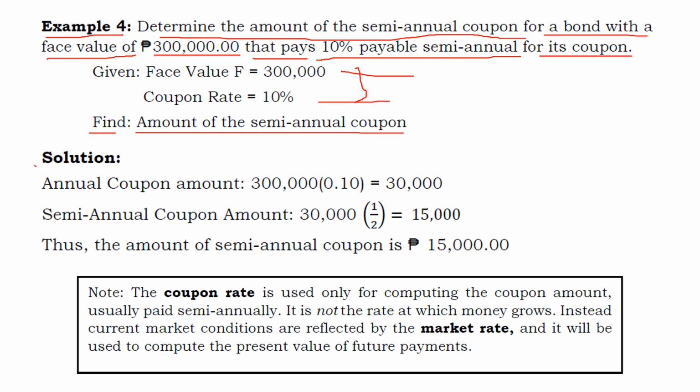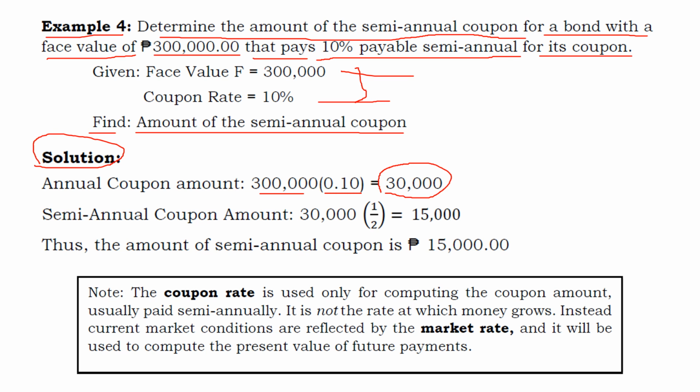So for the solution, the annual coupon amount will be equal to the face value, which is 300,000 pesos, multiplied by the coupon rate. How can we compute the annual coupon amount? By simply multiplying the face value by the coupon rate. Once we convert this 10% to a decimal, dividing by 100, that will be 0.10 multiplied by 300,000, and the resulting value is 30,000.